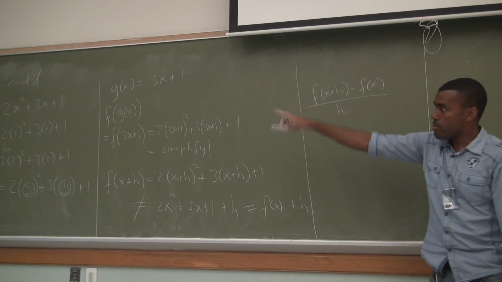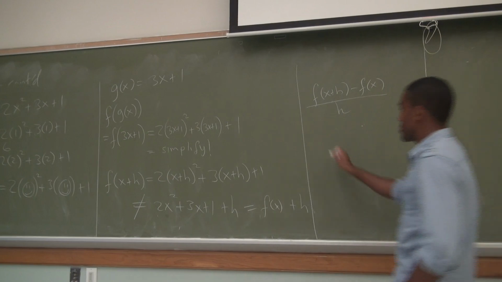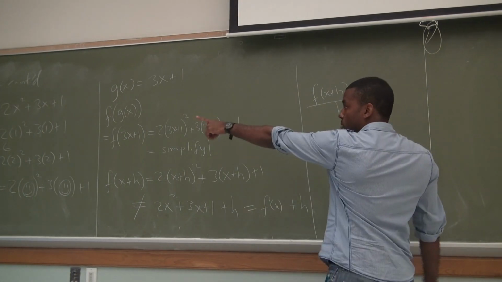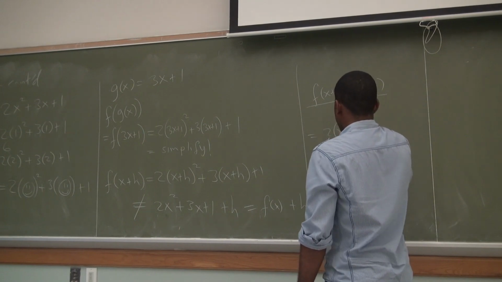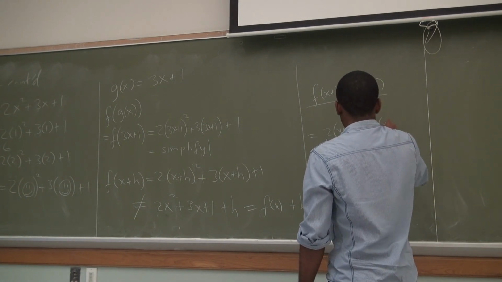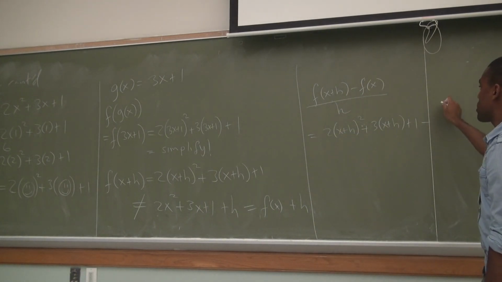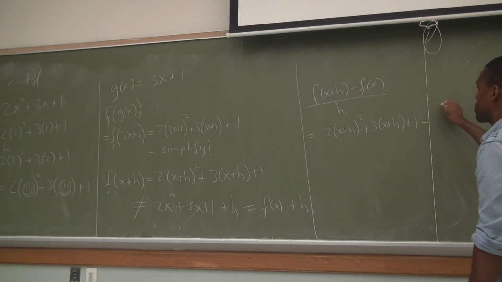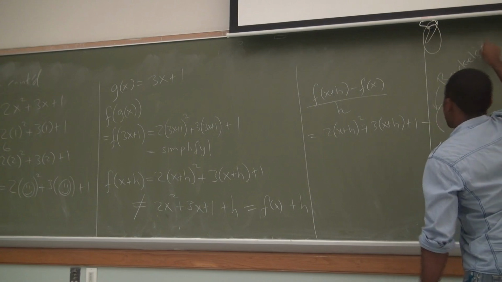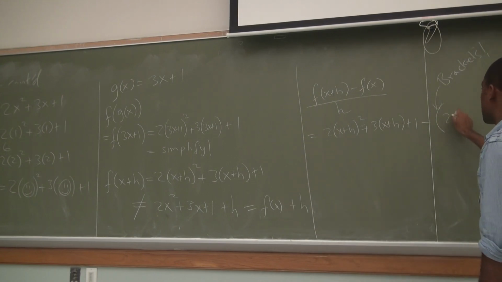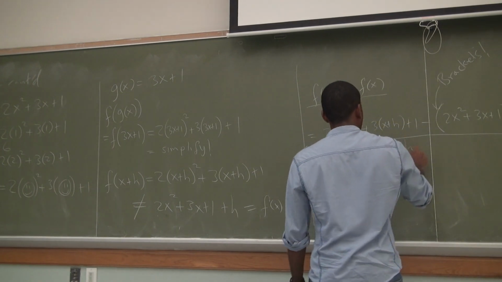What would this look like for that function? First, you plug in f of x plus h. You look at the function, everywhere you see an x, you put an x plus h. So this is 2 times (x plus h) squared plus 3 times (x plus h) plus 1, minus the original, in brackets or parentheses, whatever you want, 2x squared plus 3x plus 1, all over h.